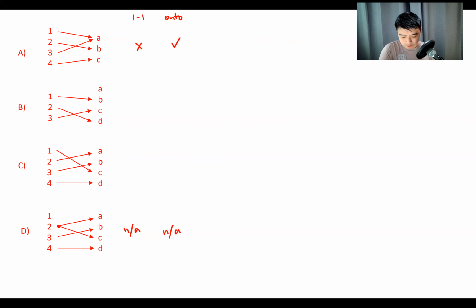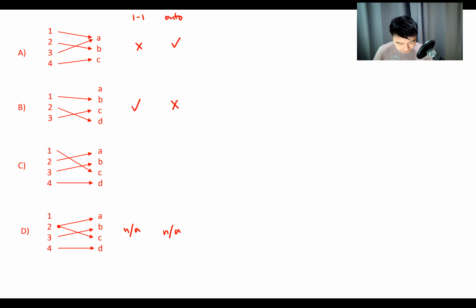Function B is one-to-one because every one of those outputs are used at most once. Now you might be saying, wait a minute, A is not used. Is that okay? So the definition is that every output is used at most once. So 0 times is okay, right? So at most once. So yes, this is one-to-one, but it is not onto because once again, A is never used. So it's not true that every output is used at least once. Okay, so it's not onto.